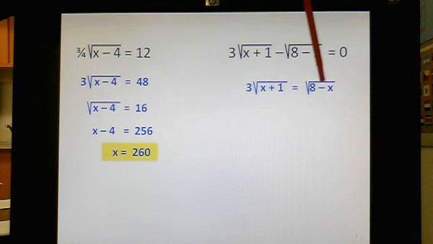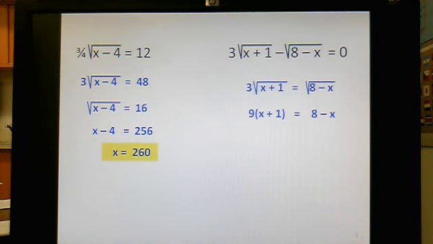So this one just becomes 8 minus x. This is x plus 1 times 9, because I have to square that entire quantity. Distribute. You get 9x plus 9. Subtract 8. I don't know, subtract and add on both sides, whatever you want to do. You add, you get 10. Subtract, you get negative 1.